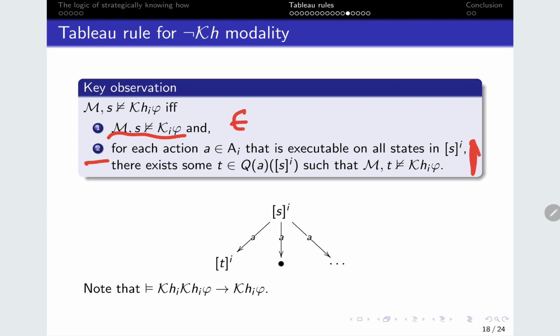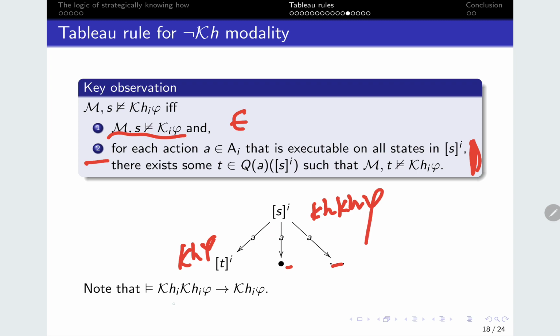So this condition will guarantee that each strategy of more than one step will not be a good strategy for know-how phi to be true on S. That's because if A is executable on all states in the belief state S, and if know-how phi is true on every successor, that means S will have a good strategy to guarantee know-how phi, because he can do the action A.